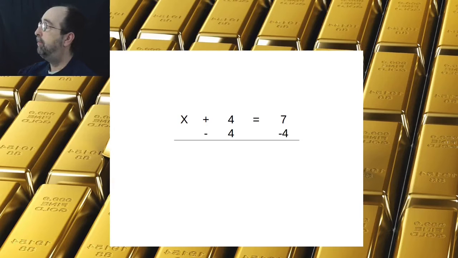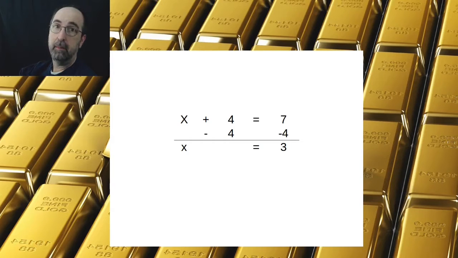When you do that, on the left side, the plus 4 and the minus 4 will cancel and only leave the x. And on the other side, the 7 minus 4 will work out as an answer. And we get something that looks like this, x equals 3. Later on, I'm going to do that tougher problem that I showed first, and I'll demonstrate how to check to see if that answer to a problem like this is correct.